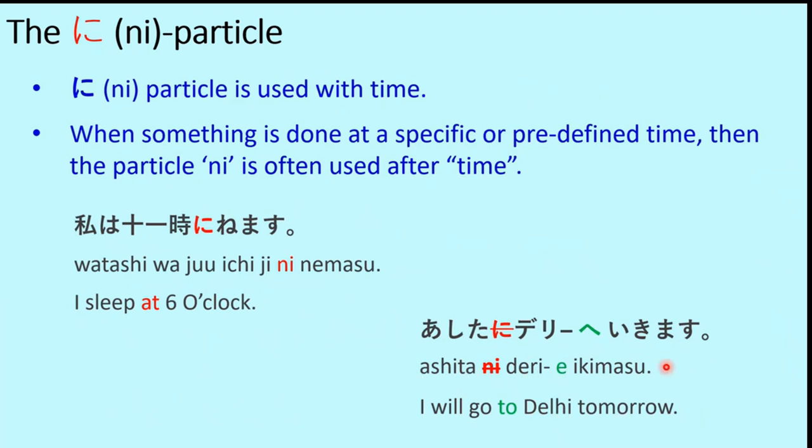Ashita deri e ikimasu. I have given a very brief introduction of the particle e, but don't worry, we will discuss this particle in detail in a later lesson. Today we are just focusing on the ni particle, and that too when it is used with time and not with movement. Just keep this in mind that after ashita, asatte, kyo, ima, there will not be any ni used for time to form the sentence. So ashita deri e ikimasu. I will go to Delhi tomorrow.